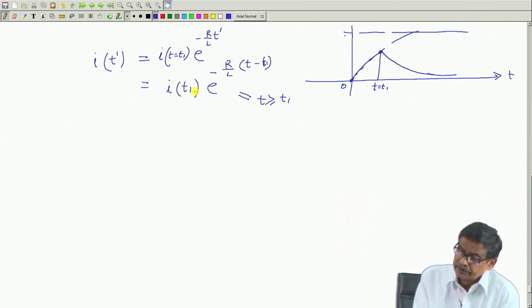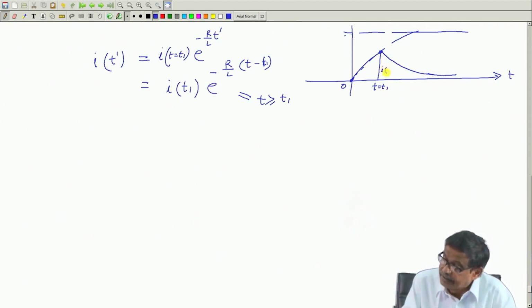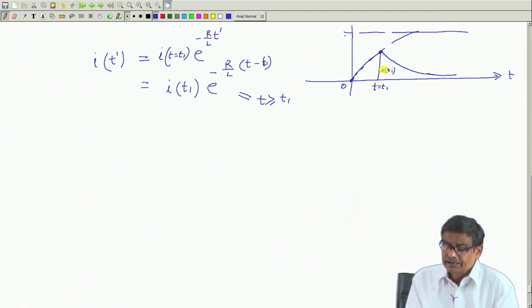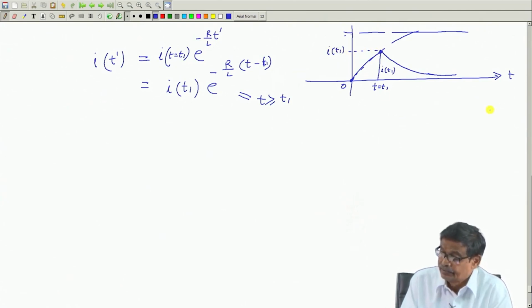Not really, because if you put t equal to T 1, what will be the current? It is indicating how much is the current. It is 1, na? So, I t 1, fine, good. So, this is I t 1. Anyway, this is the mathematical thing. Now, I allowed the current to grow up to this point I t 1, and then I did that switching.